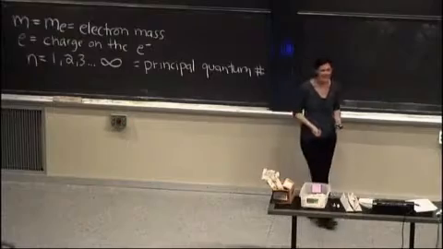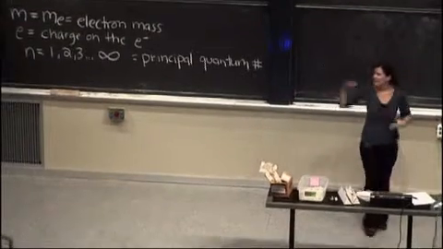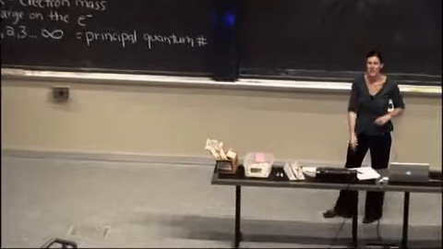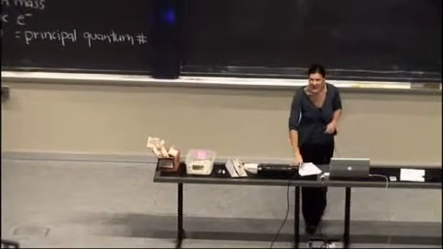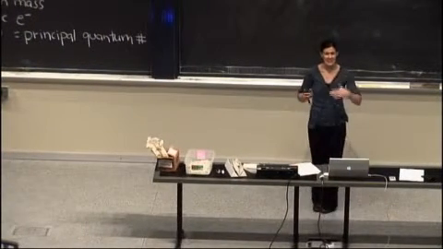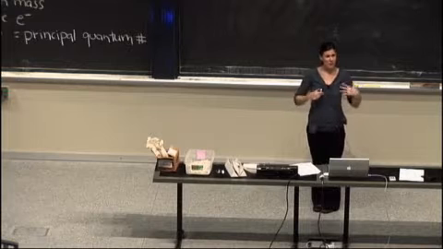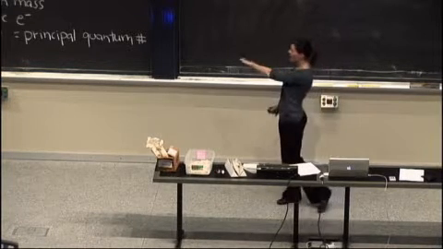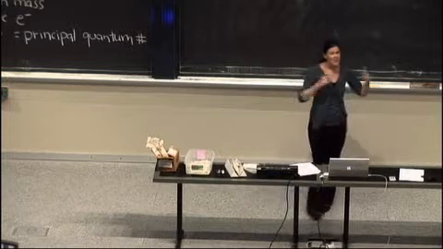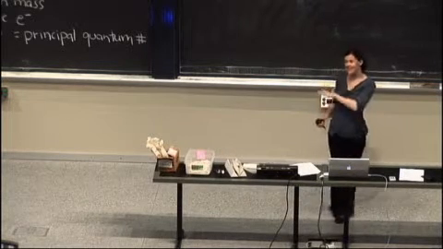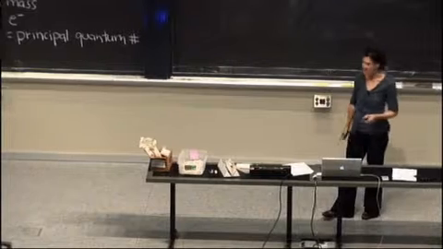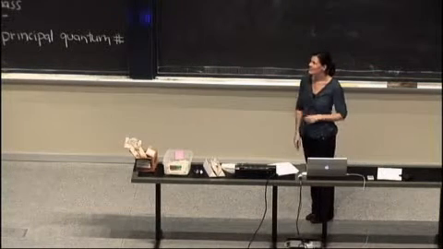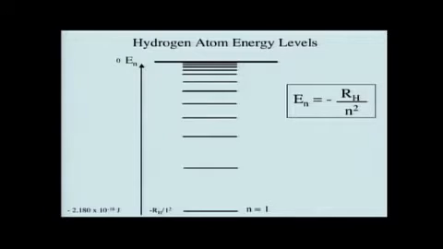And what we find when we plug n into our energy equation is that we don't just have one distinct answer. We don't just have one possible binding energy of the electron to the nucleus. We're going to find that we actually have a whole bunch of possible, in fact, an infinite number of possible energy levels. And that's easier to see on this energy diagram here.